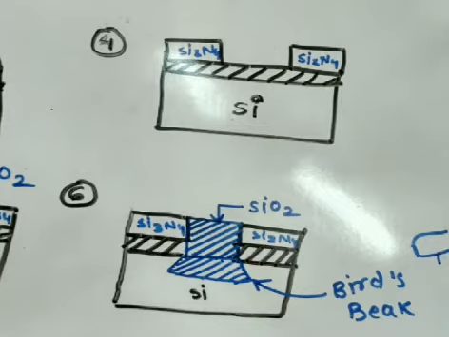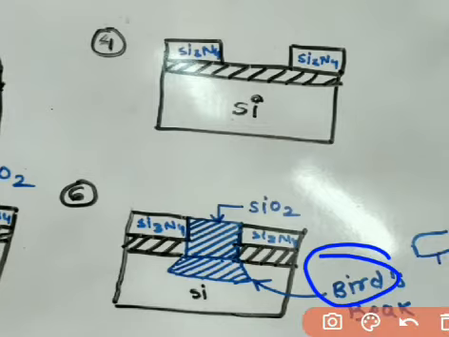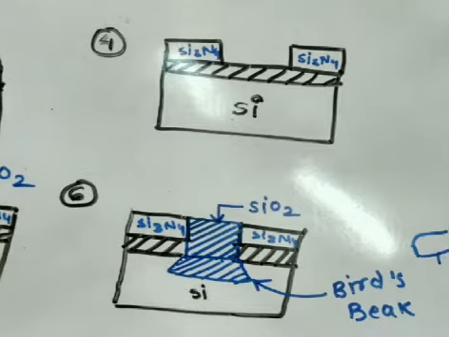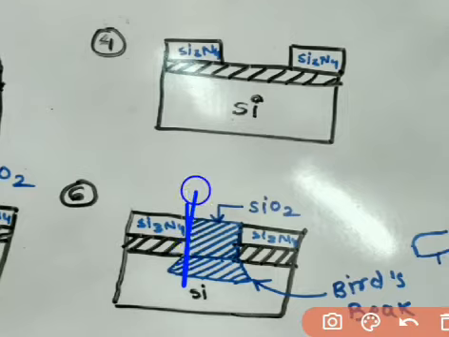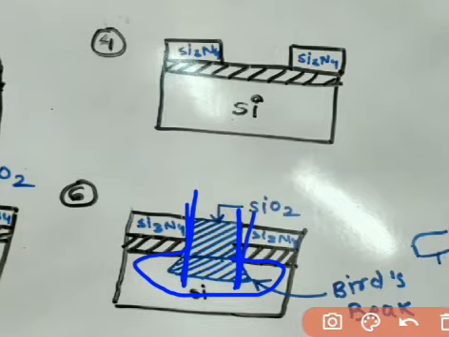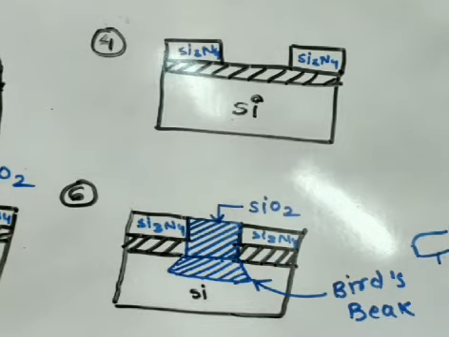This type of problem is present in a low-cost type of isolation where a beak-like structure is formed in the oxidation process. So this is one particular problem. Instead of getting a straight line, we are getting a very spread area for the oxidation. So this is all about LOCOS.